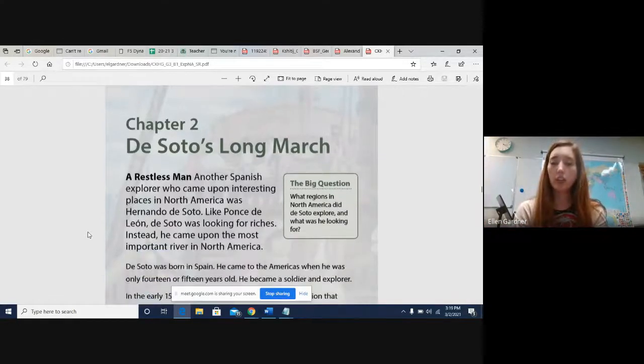So that ends chapter 1. Chapter 2 is going to be De Soto's Long March. So we'll spend some time hearing about that new explorer soon, but beginning to hear about Christopher Columbus and Juan Ponce de Leon. A few questions before we go.